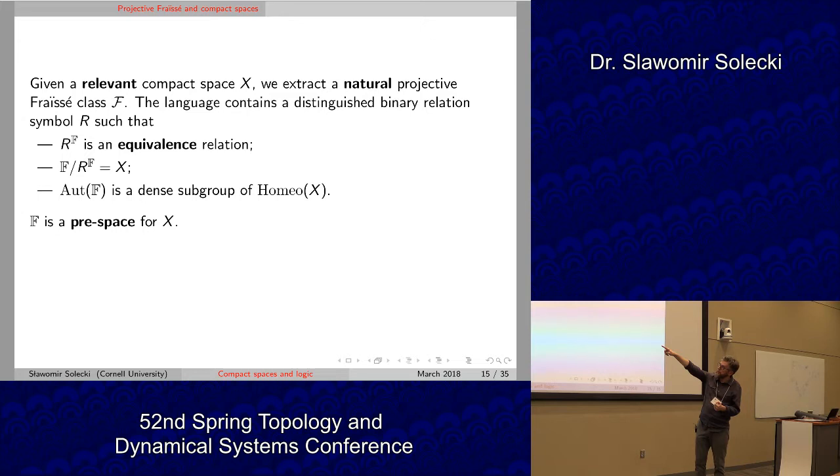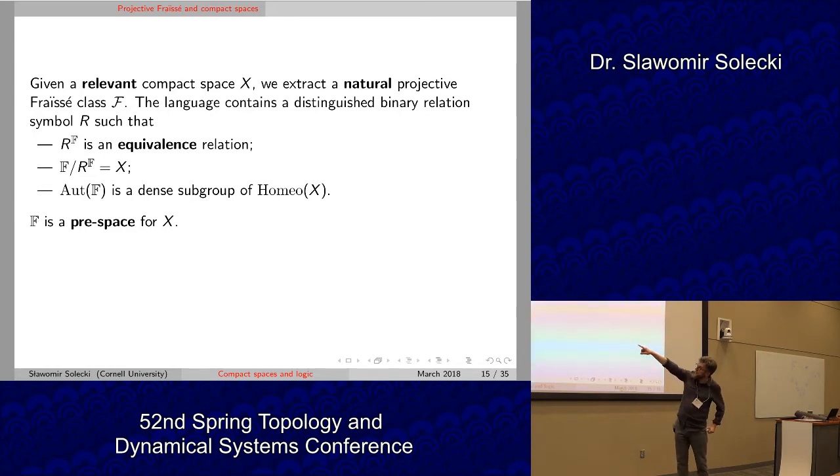If you now think about an automorphism of F, this automorphism of F in particular will preserve the relation R, because the relation R is part of the structure. So any element of Aut(F) preserves this equivalence relation. Therefore, it is pushed down in X to a homeomorphism, because it preserves the equivalence relation, divide out by it, you get a homeomorphism of X. So you have a continuous homomorphism from Aut(F) to Homeo(X). And you check that in all these situations, you are getting a dense subgroup. You are always getting a dense subgroup.